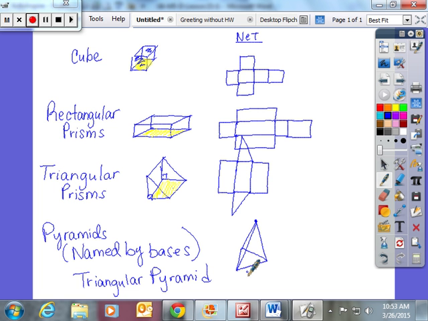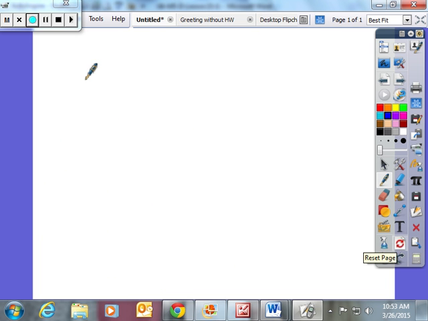Okay? When you draw a net of the pyramid, you start again by drawing the base of the 3D object, and that is a triangle. Off of this base triangle, you will have 3 triangles. Okay? Now I'm going to do one more. Hope I've given you enough time to copy this, and if I haven't, please feel free to stop the recording. I am going to show you now a rectangular pyramid.